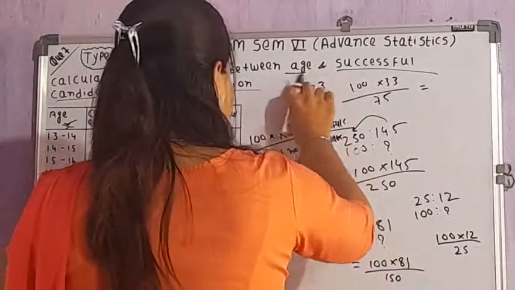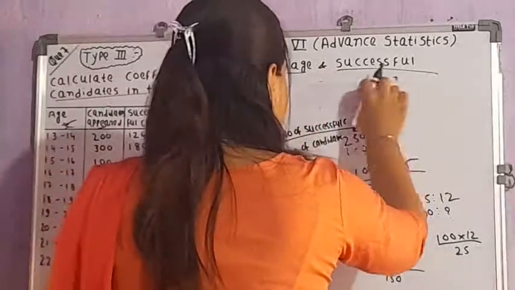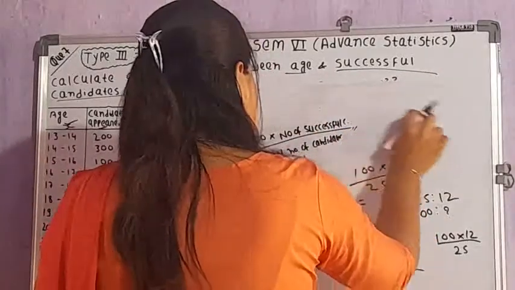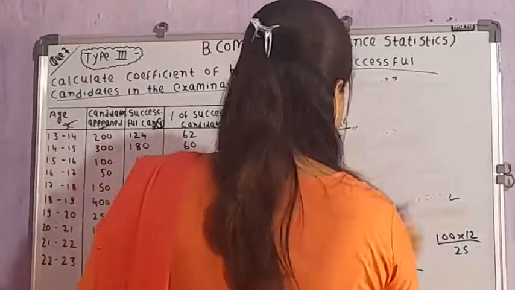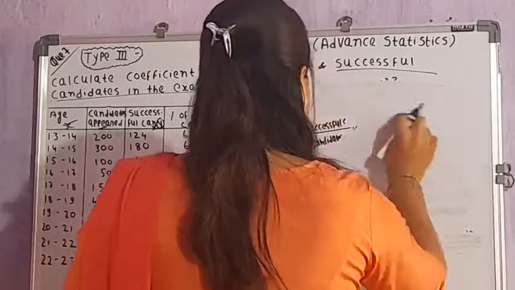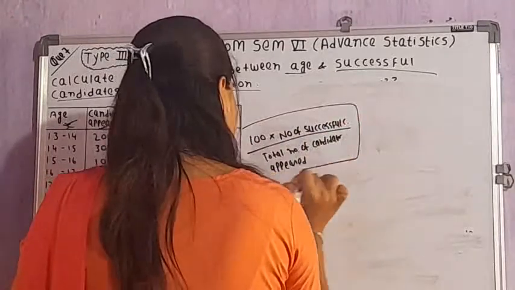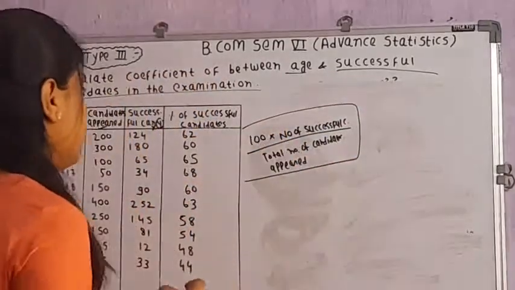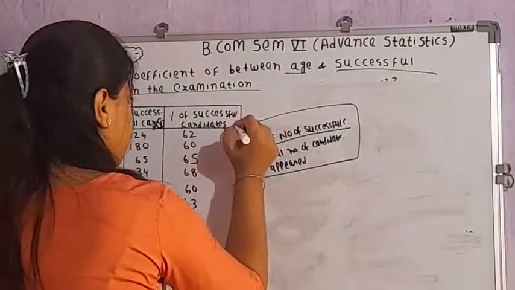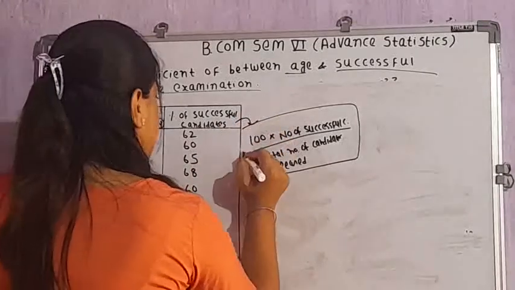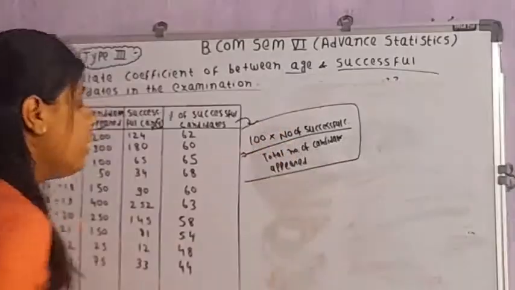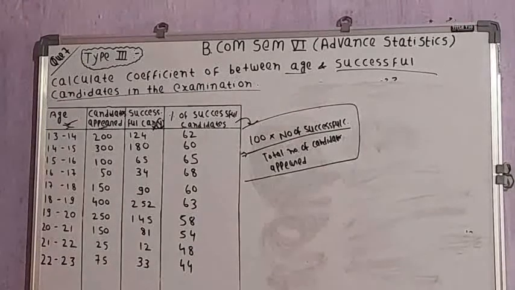So this way you can calculate either logically or you can apply this formula for calculating the percentage of successful candidates in the examination. This is the formula: 100 into number of successful candidates divided by total number of candidates. This is the formula for calculating percentage of successful candidates.